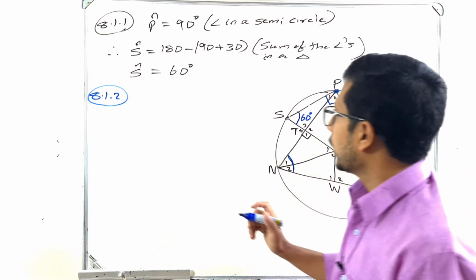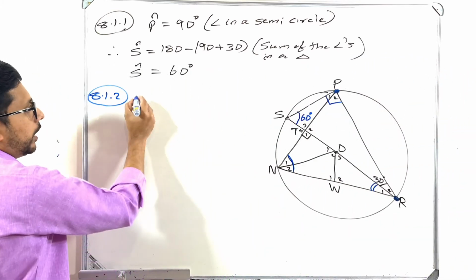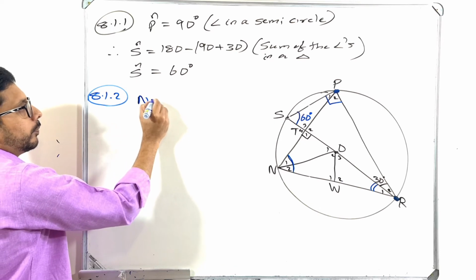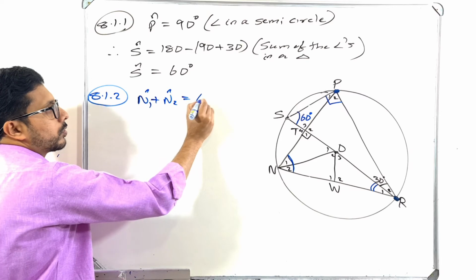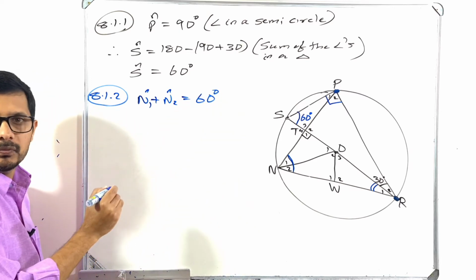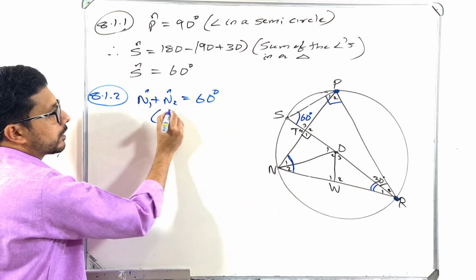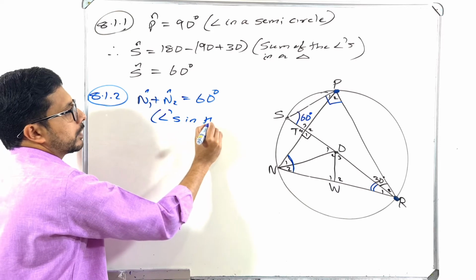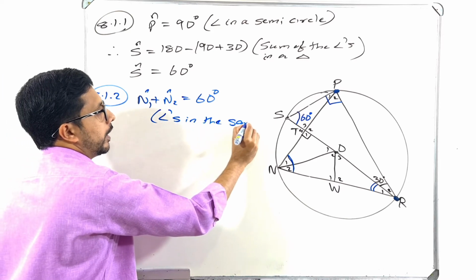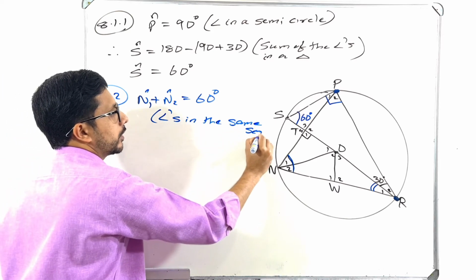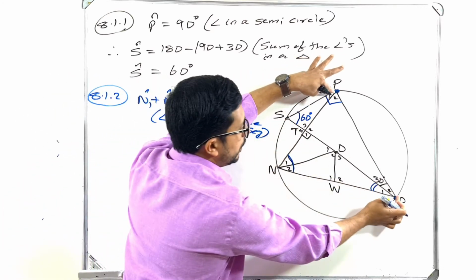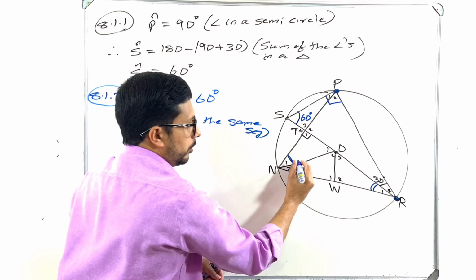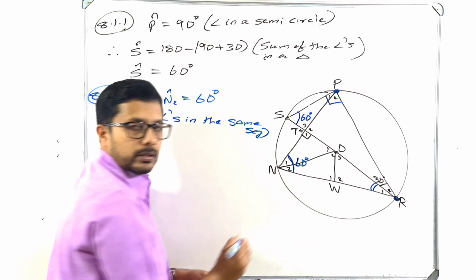Okay, so next we can write angle N1 plus angle N2. N1 plus N2 is also 60 degrees. What is the reason? Angles in the same segment. Angles in the same segment. Do you understand? From the same P and R, this is 60 degrees and this one is also going to be 60 degrees. Do you understand?